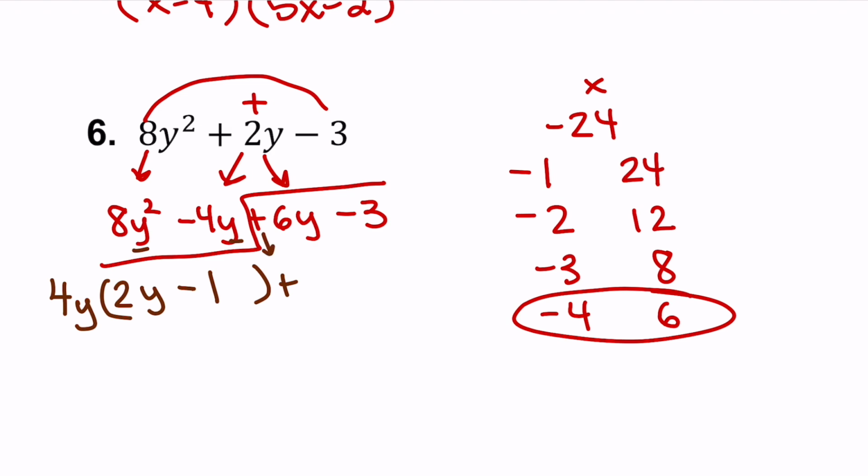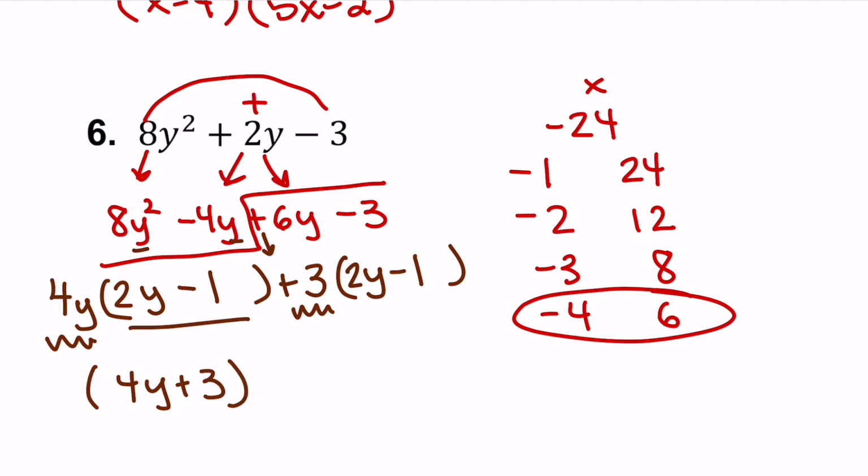We want to think of a number that goes into both 6 and 3. Well, 3 goes into both of those. So I'm going to pull a 3 out. Dividing 6 by 3 gives me 2y. Negative 3 divided by 3 is a negative 1. I have a 4y plus 3 as my first factor. My second one is what's in this parenthesis here, which is 2y minus 1.